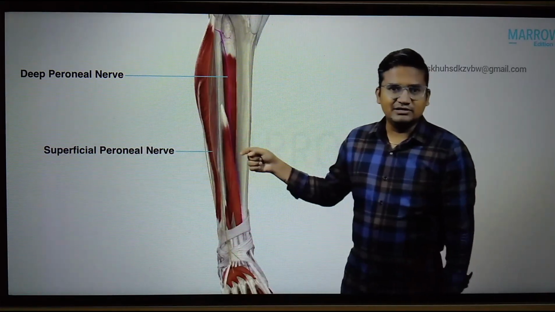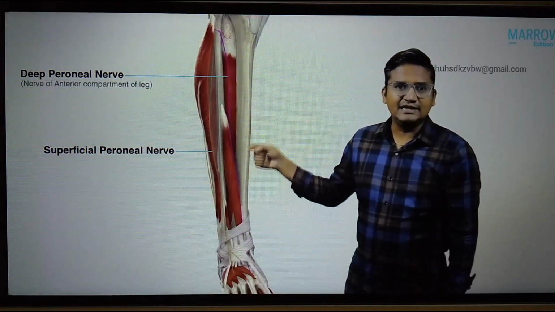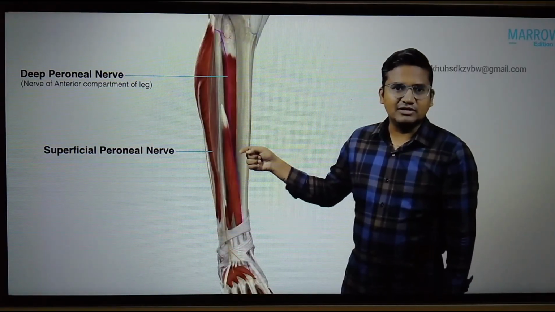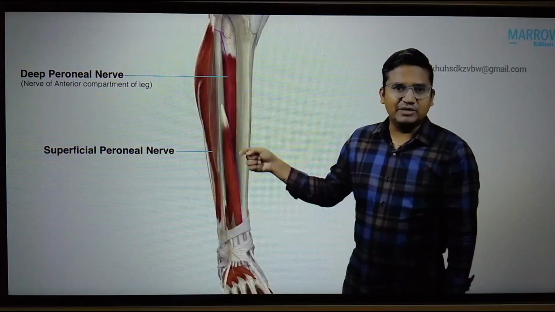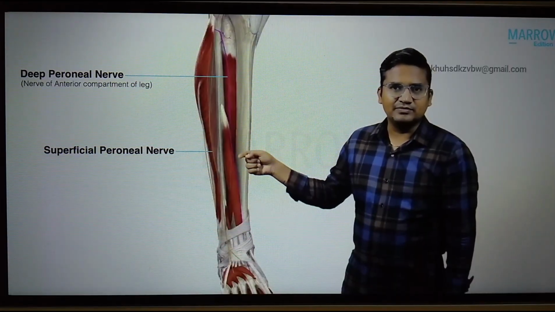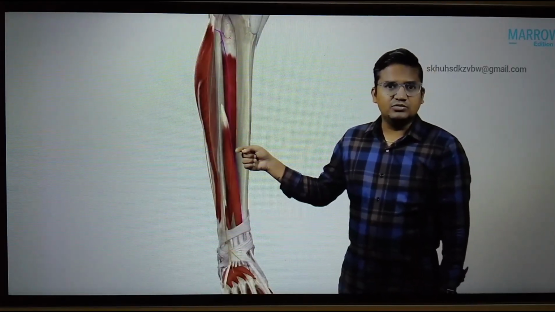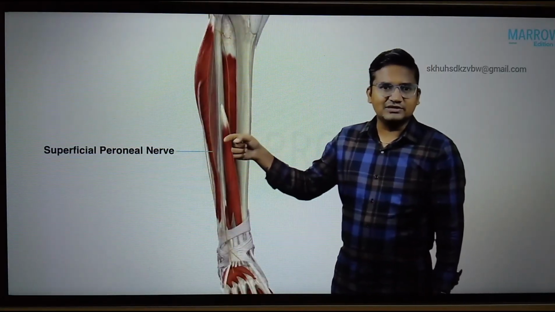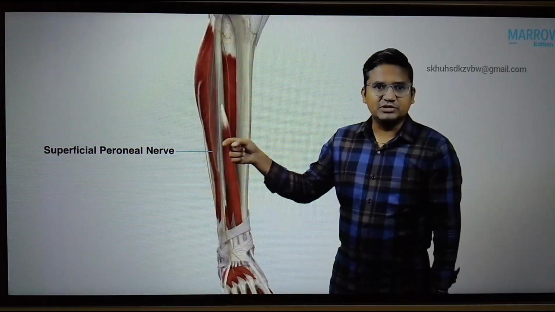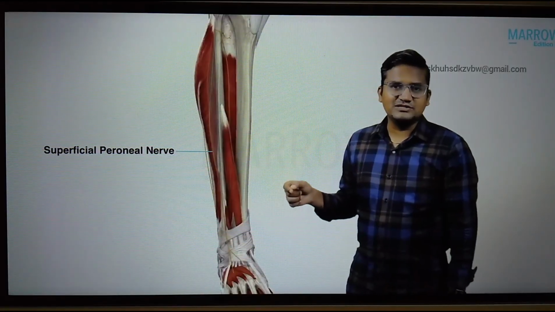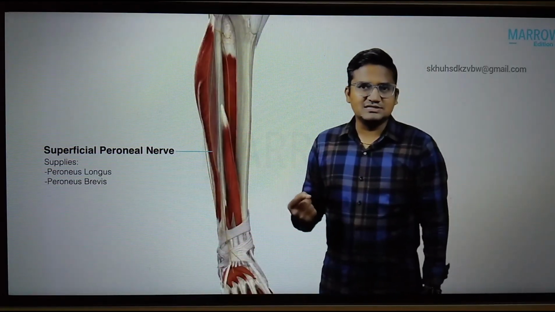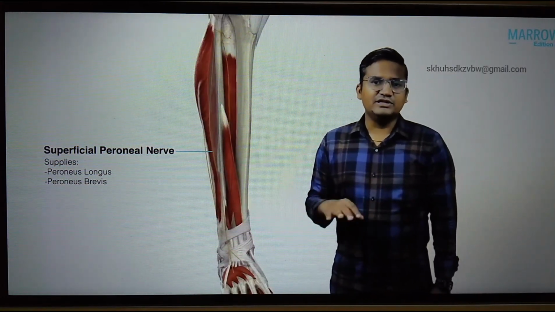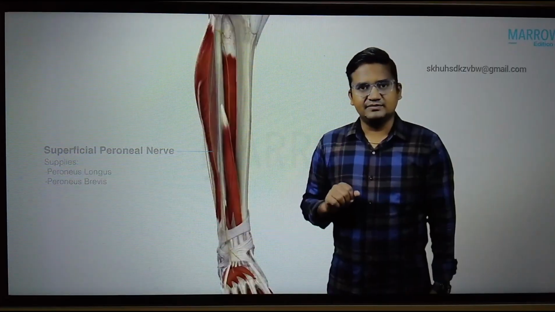So, deep peroneal nerve is a nerve of the anterior compartment of leg. See here, that is our deep peroneal nerve. So, all the anterior compartment muscles are supplied by this nerve only, deep peroneal nerve only. Right. Now, we are also going to see one more branch, that is our superficial peroneal nerve. Can you see that? That is the superficial peroneal nerve. So, superficial peroneal nerve supplies two muscles, peroneus longus and peroneus brevis. Clear? These are the nerve supply for the various compartments of the leg. So, that's all about the leg.